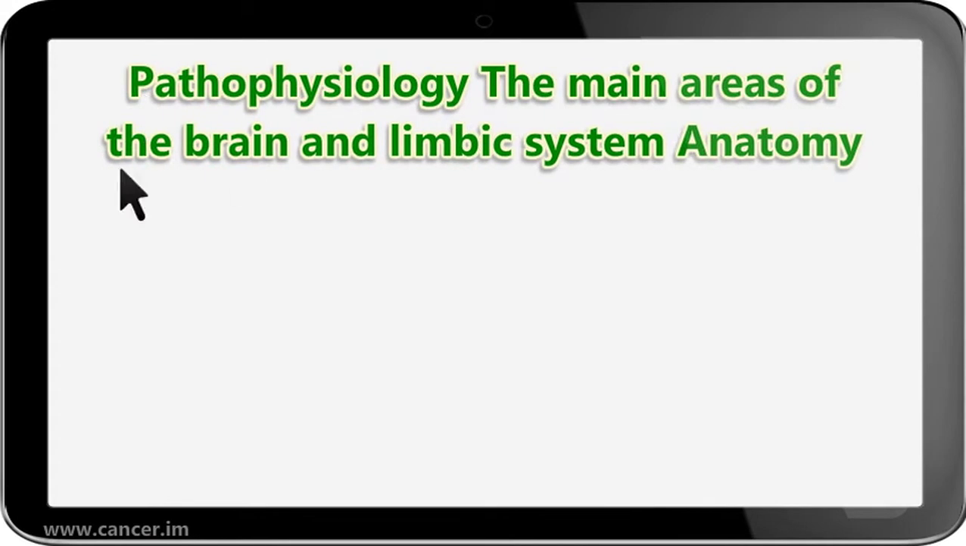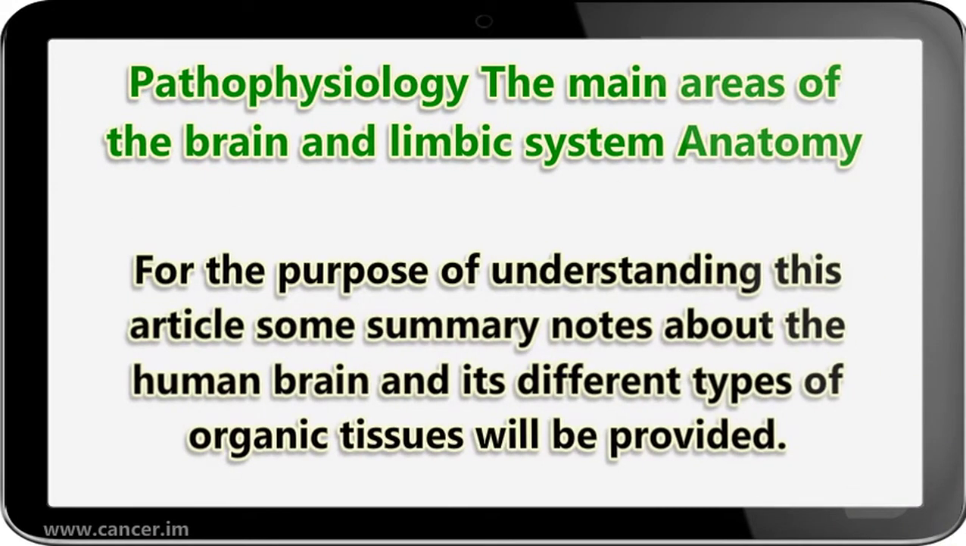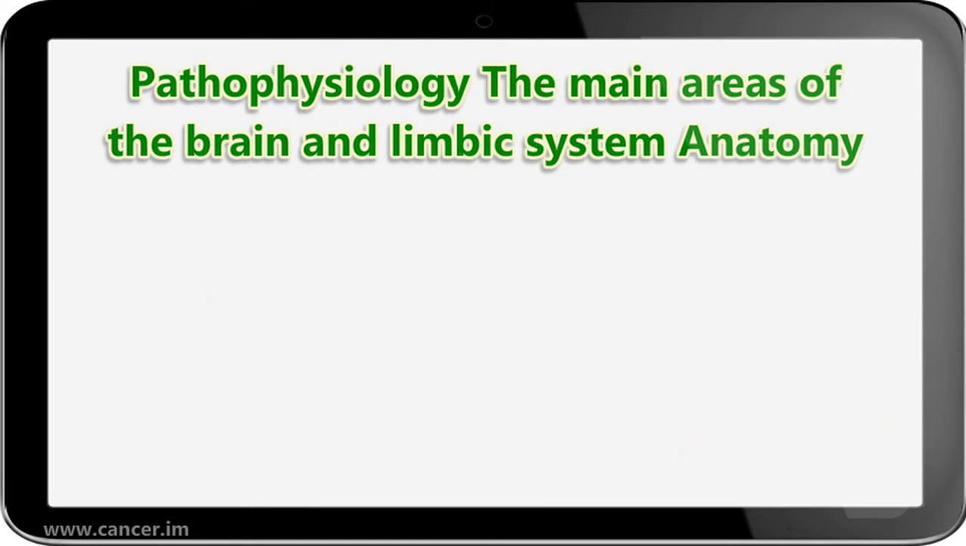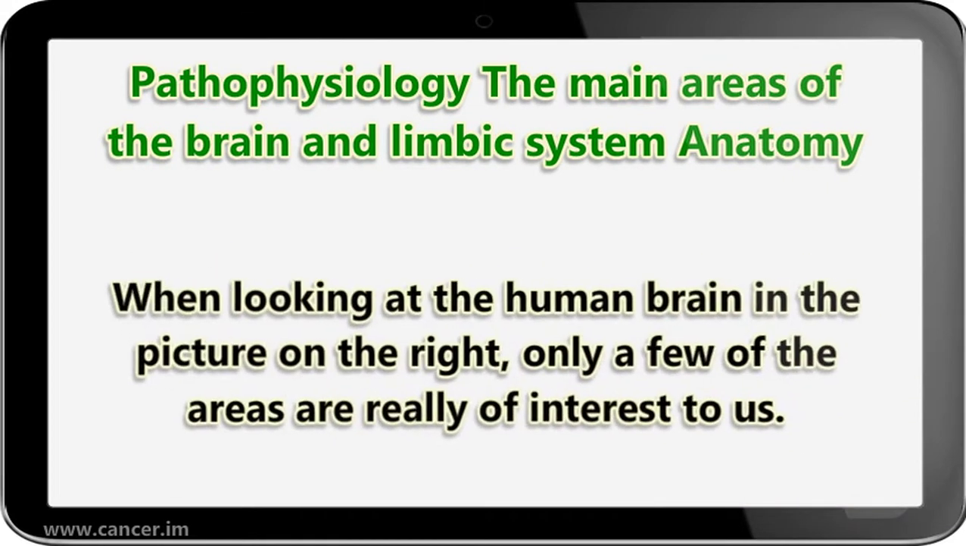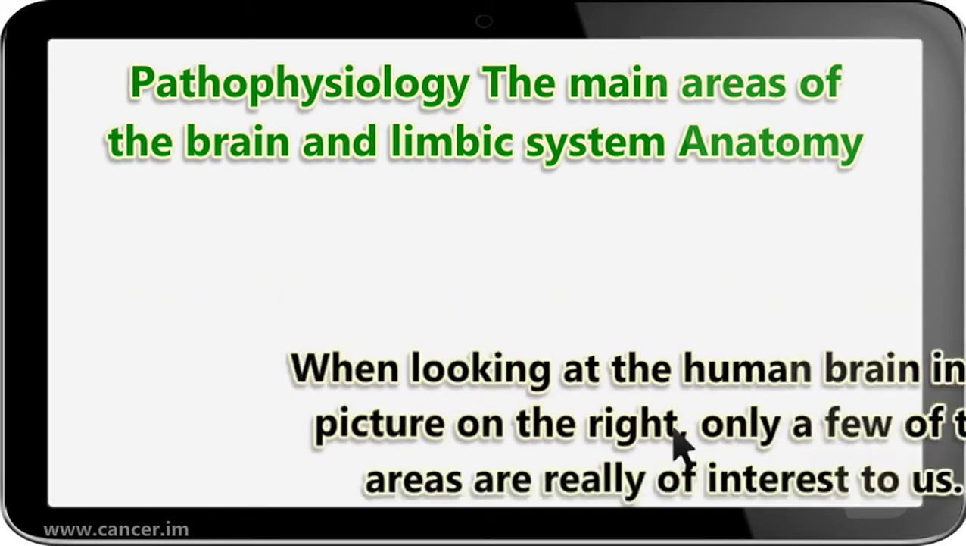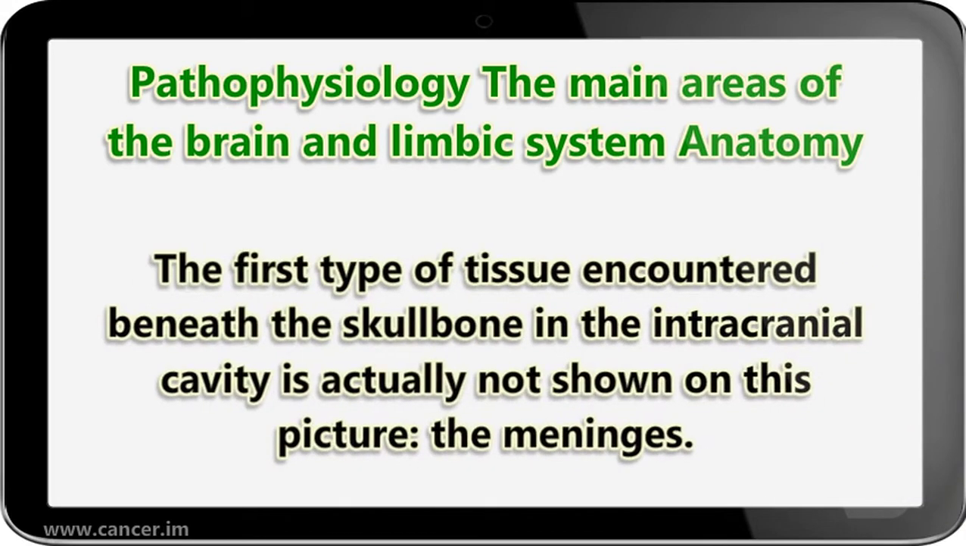Pathophysiology: the main areas of the brain and limbic system anatomy. For the purpose of understanding this article, some summary notes about the human brain and its different types of organic tissues will be provided. When looking at the human brain in the picture on the right, only a few of the areas are really of interest to us. The first type of tissue encountered beneath the skull bone in the intracranial cavity is actually not shown on this picture: the meninges.